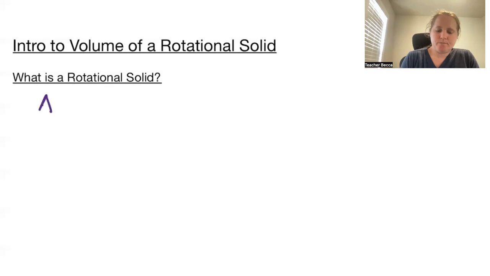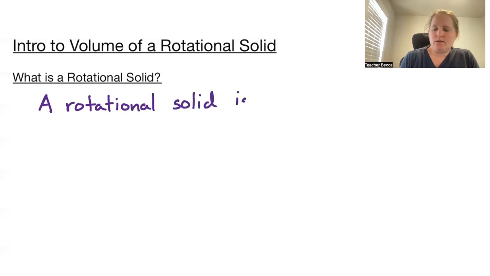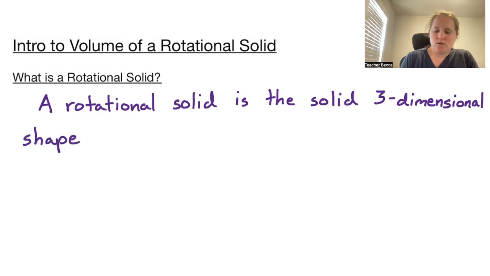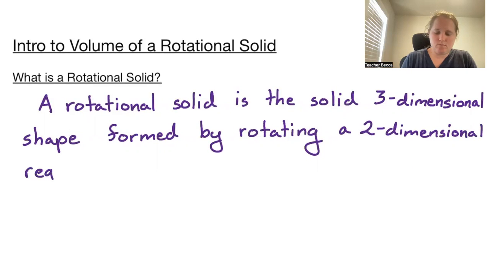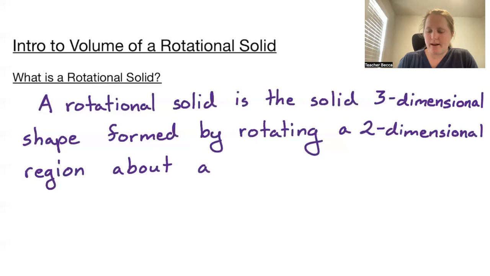A rotational solid is the solid three-dimensional shape formed by rotating a region, a two-dimensional region, about a line serving as an axis, so about an axis.